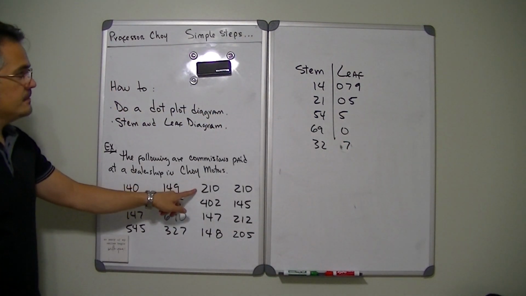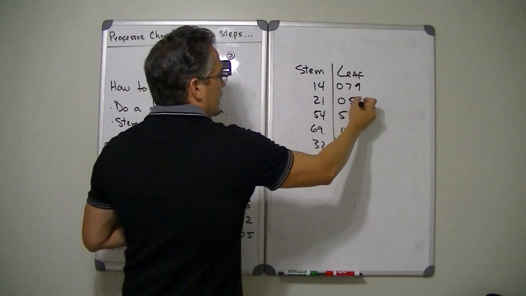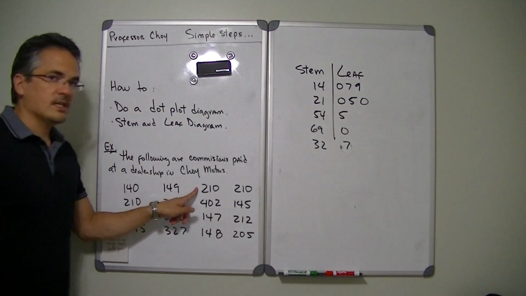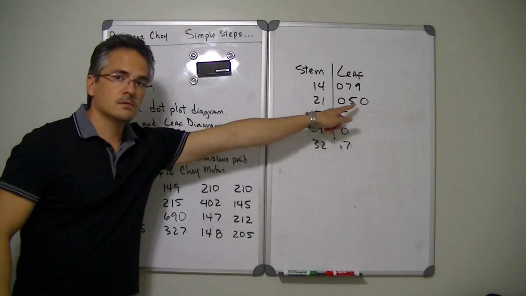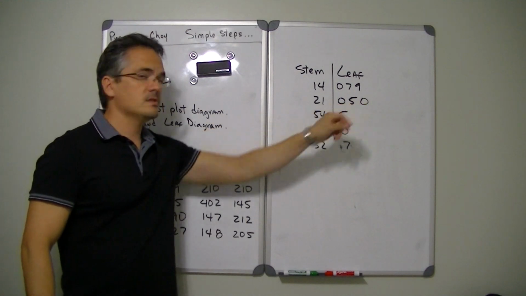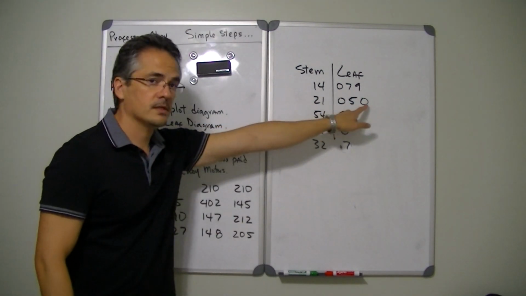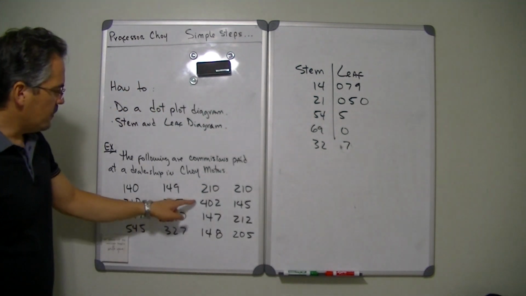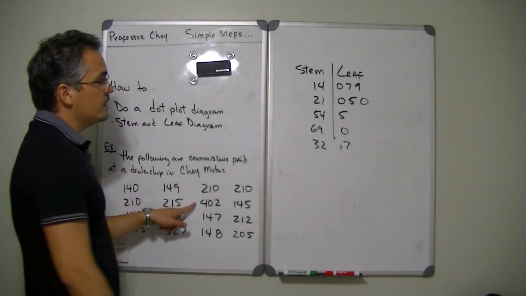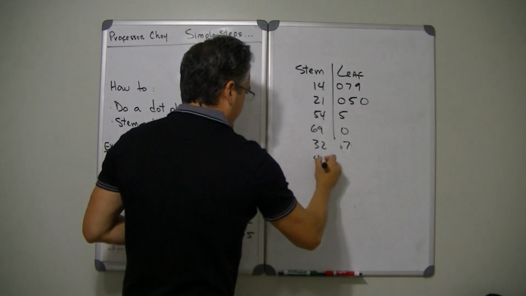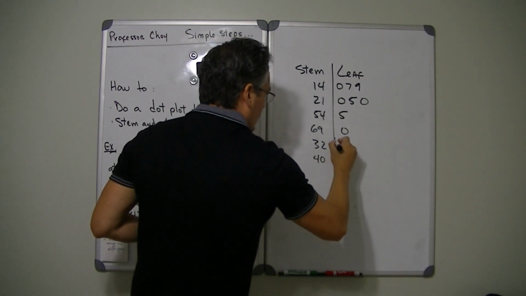Alright, we have a 210. So that's a 21 and a 0. Notice that we're going to keep that 0, because if we have two zeros, it means that we have two 210s. We have a 210 and a 210. Alright? Then we're going to have this 402 here. Do we have a 40? No. So we got to make one. 40 and then 2.